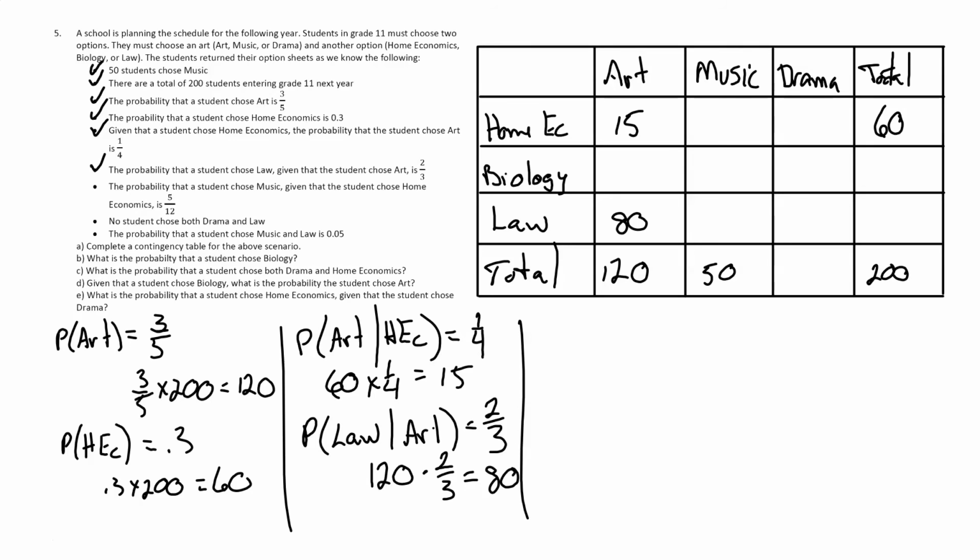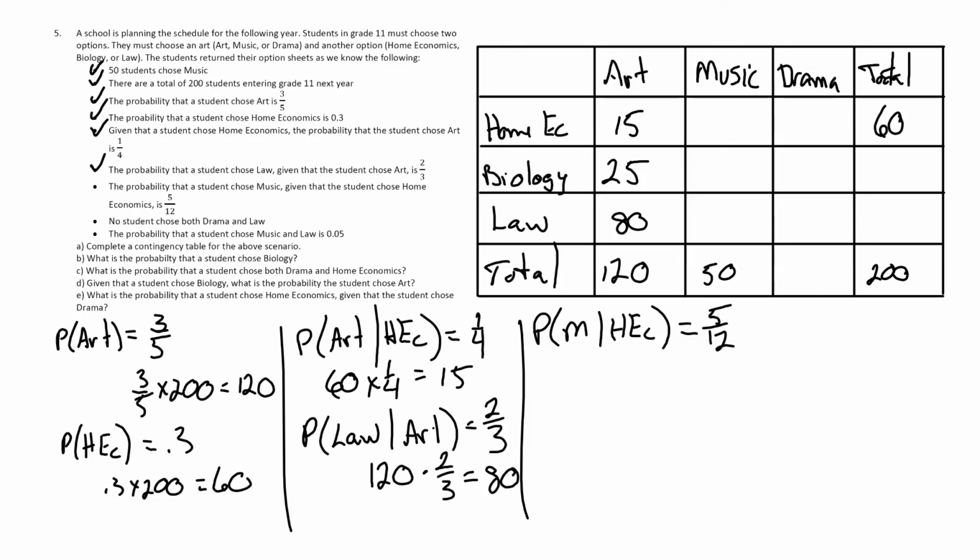Now the probability that a student chose music, given that the student chose home economics, is equal to 5 out of 12. Actually, before I get to that, I can now finish off the art line here. I might as well finish off figuring out how many biology students also chose art, and through simple subtraction, I can subtract 15 and 80 from 120, and I'll end up with 25 of those students taking biology.